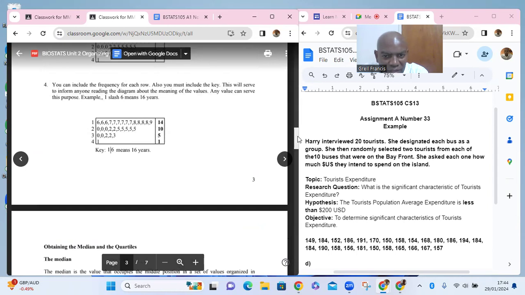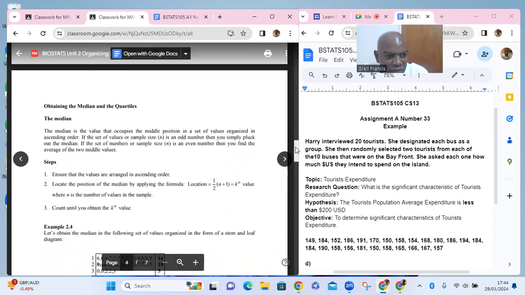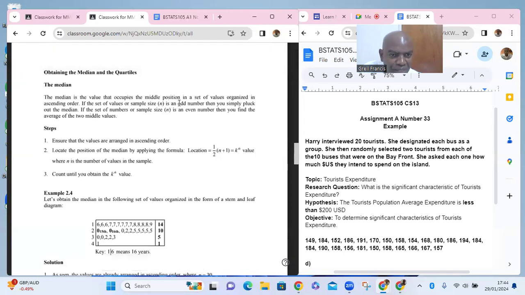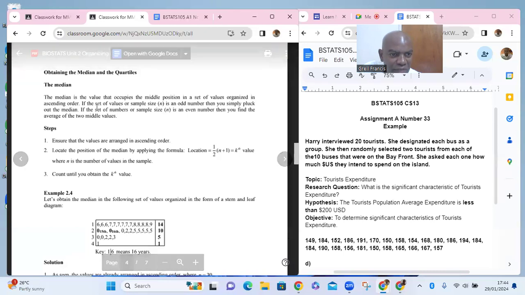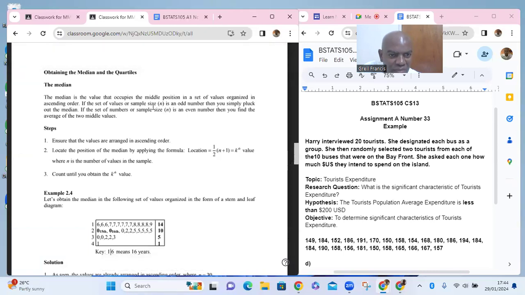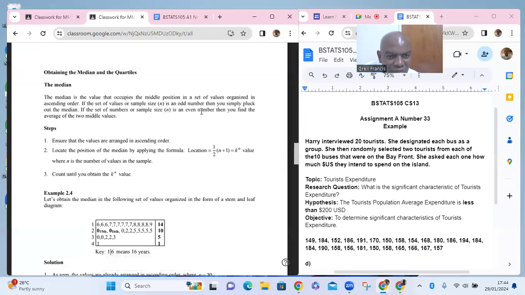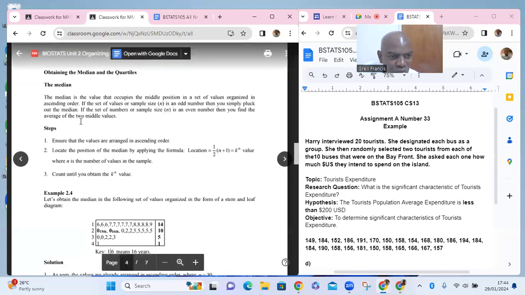So here it explains the stem and leaf. By now we have our stem and leaf. And to get the median, here you see obtaining the median and the quartiles. So let's start with the median. It says the median is a value that occupies the middle position in a set of values organized in ascending order. If the sample size n is an odd number, then you simply pluck out the median. If the sample size is an even number, then you find the average of the 2 middle numbers.